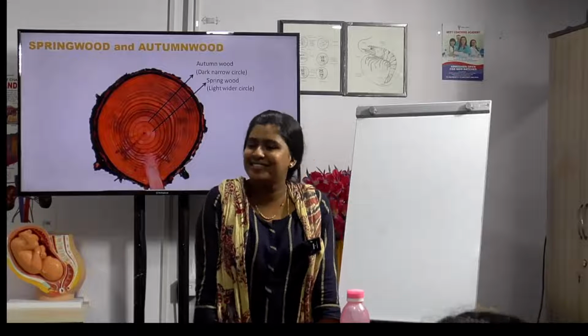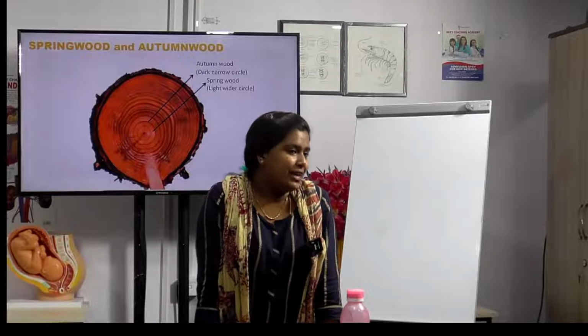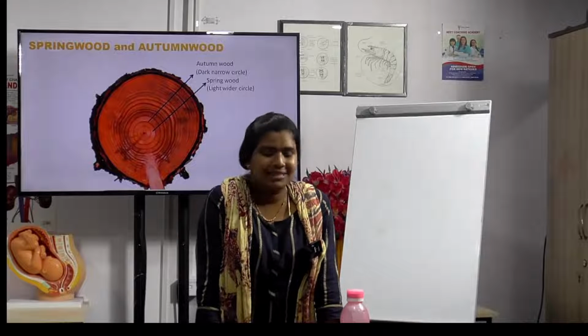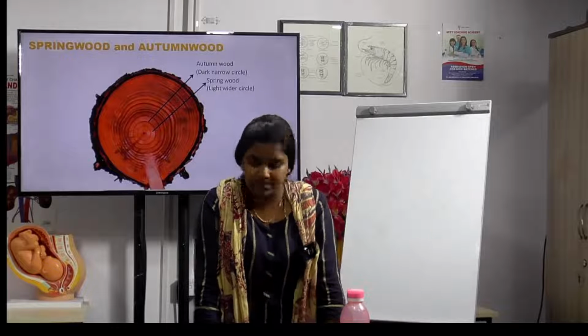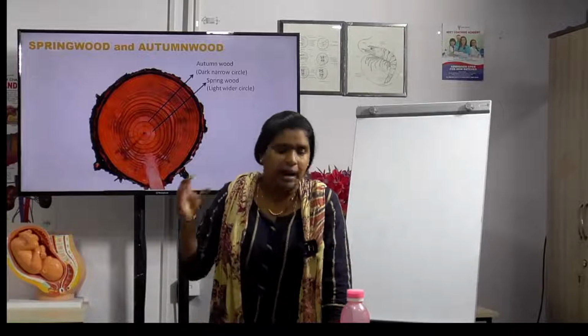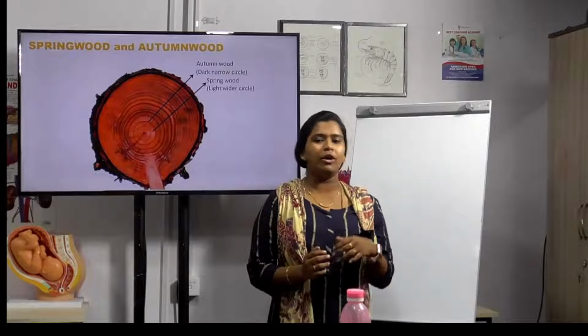What did I say about the spring season? In the spring season, the cambium is very active, which produces a large number of xylem elements. Since a large amount of xylem elements are produced, at that time wood is formed. That is called spring wood or early wood.